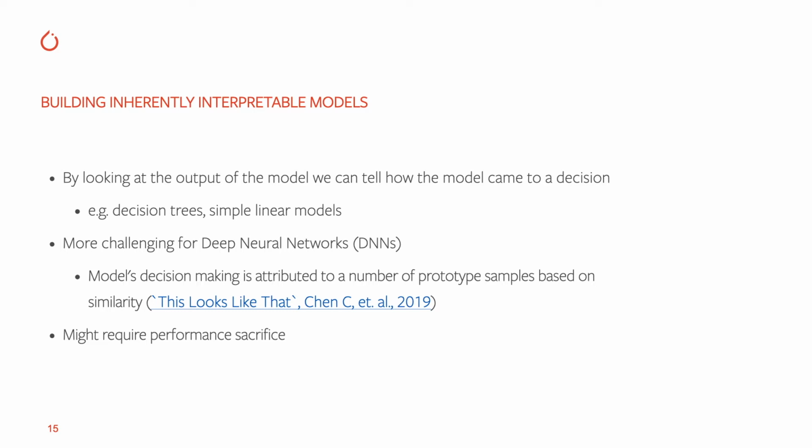This is more challenging for deep neural networks because deep neural networks are known to be primarily black boxes. Nonetheless, there still exist techniques such as prototype networks that rely on similarity estimates during learning and explain the decisions on the basis of the similarity of the predicted images to a large collection of learned image prototypes. This type of model might take a lot more effort to design and train, and might require performance sacrifice, but their predictions are more interpretable.